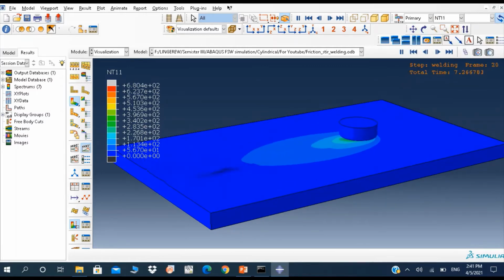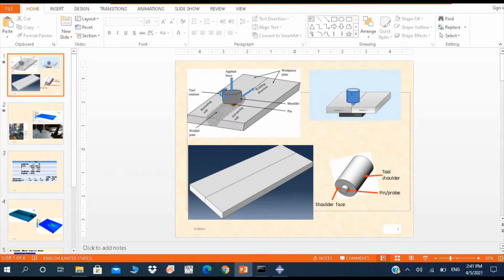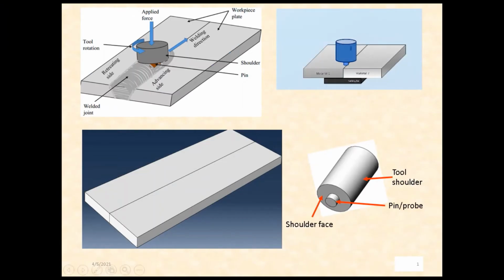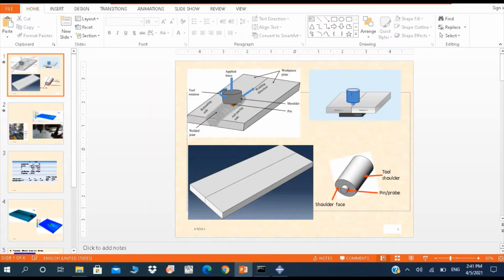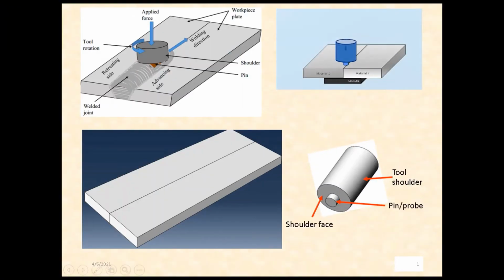This video is important for your research or any finite element understanding of friction stir welding under the Abaqus environment. So let's see some highlights about what friction stir welding is. Friction stir welding is a type of welding process where applying friction or pressure on the workpiece makes the workpiece soften due to the frictional heat.